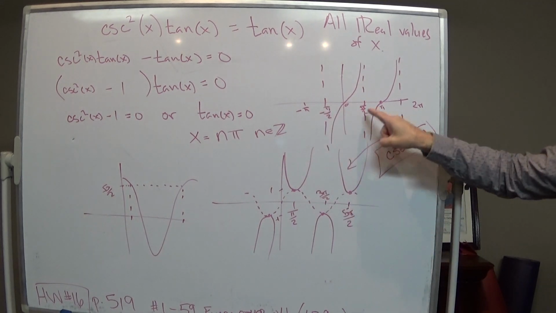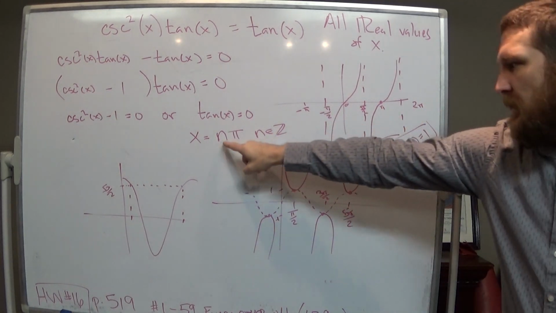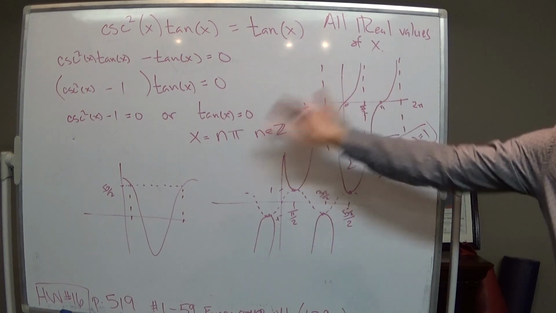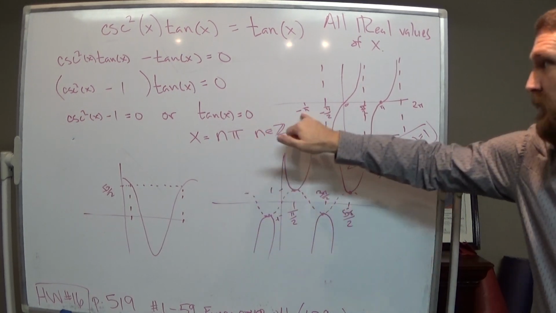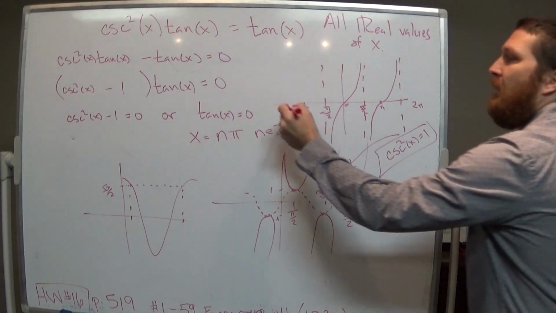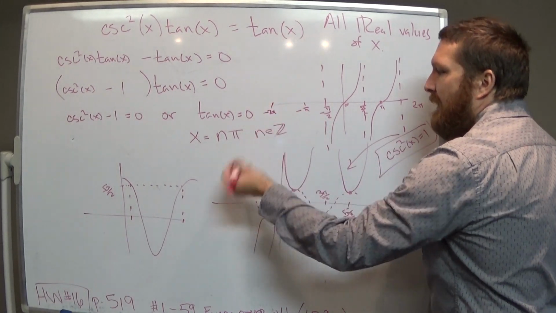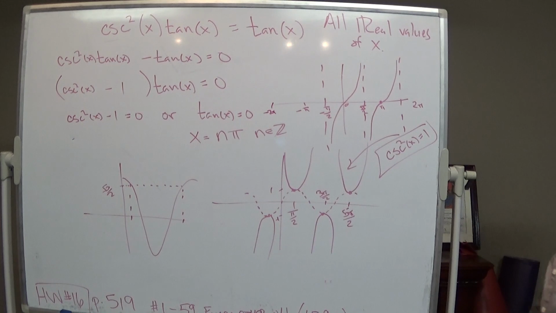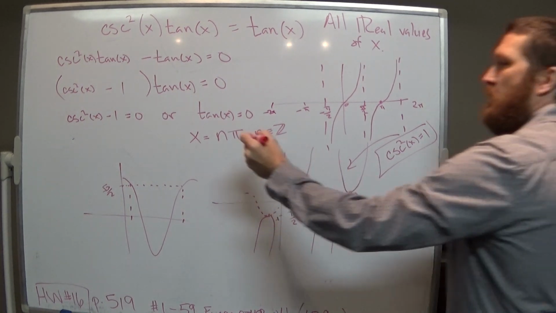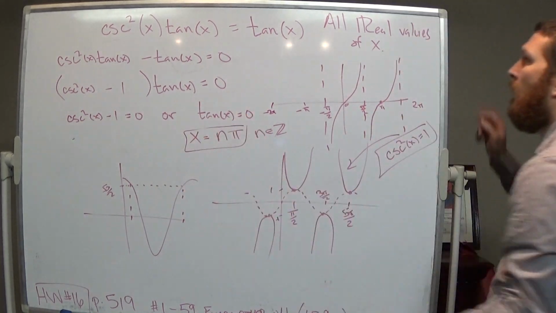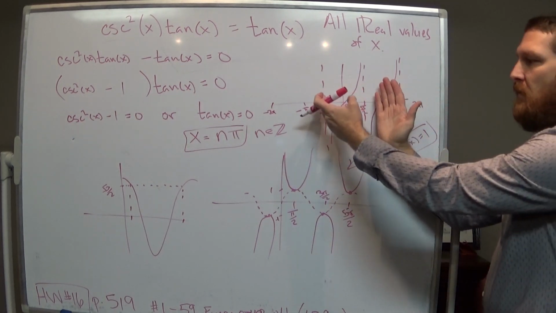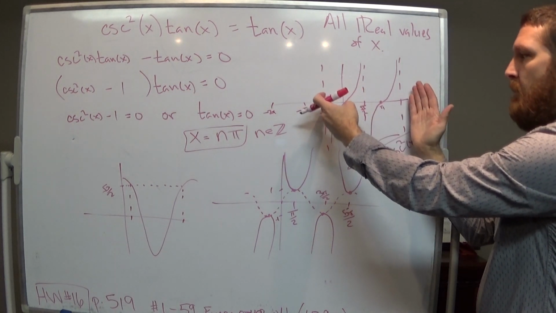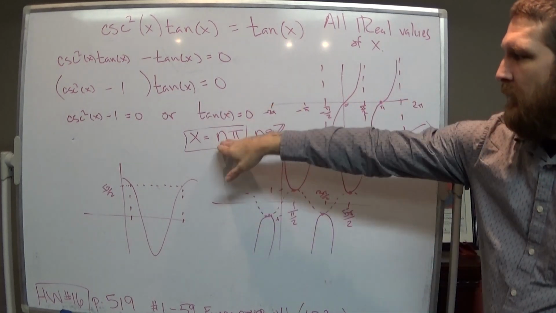And does that do it? Does that give us 2 pi? Yeah, because integers go through 2. What about negative pi? Yeah, when n is negative 1, you get negative pi. What about negative 2 pi? When n is negative 2, you get negative 2 pi, and so on and so forth. And this is what we mean by all real values of x. I don't want just the ones in the first period or the second period, I want all of them. This is how we could describe them.